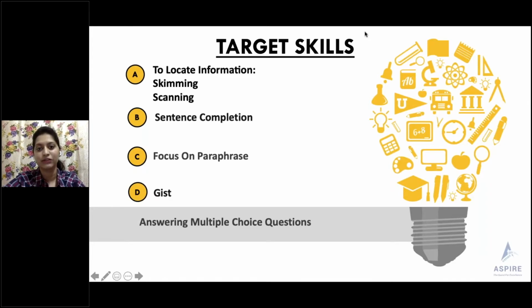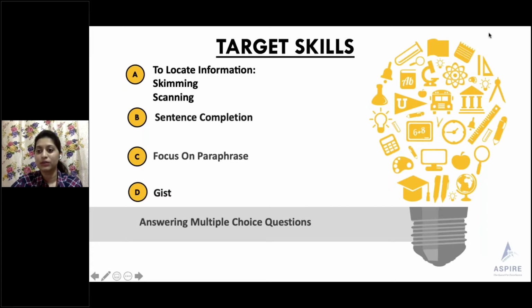So skimming is basically reading a text quickly to get a general idea of the meaning, while scanning is reading to find specific information, for example, numbers or names or a technical term. So these two go hand in hand for your reading module.